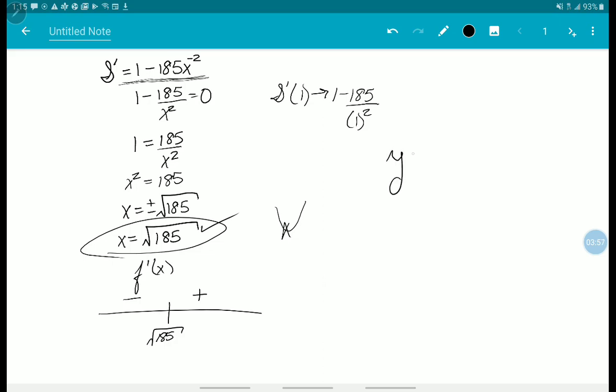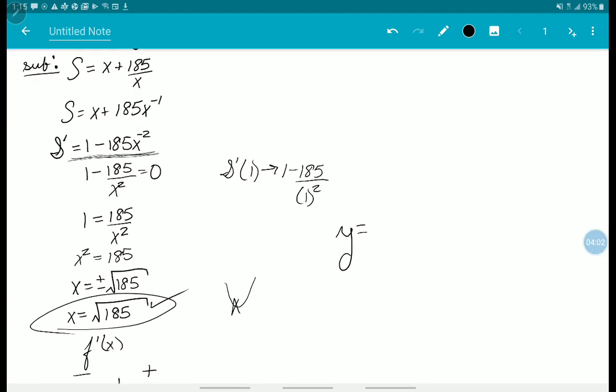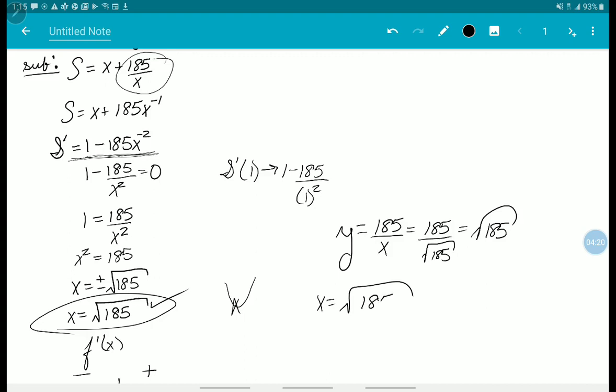To find y, we're using that substitution that we had earlier where we said y was equal to 185 divided by x. So we have 185 divided by the square root of 185, which ends up being the square root of 185. So our two numbers are x equals square root of 185 and y equals square root of 185.